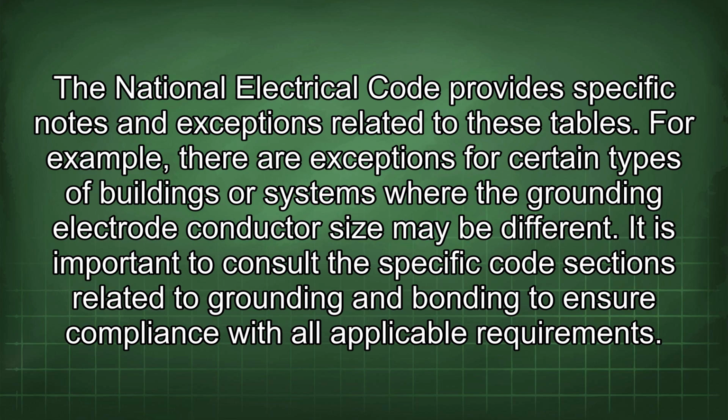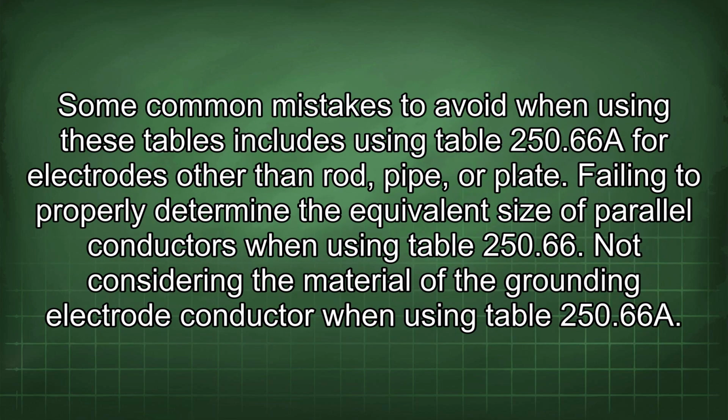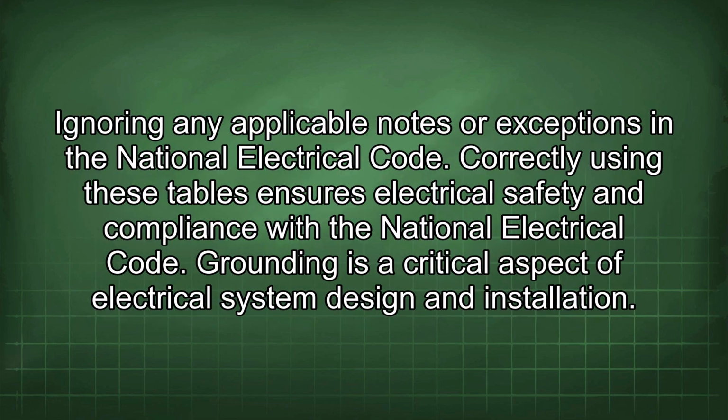Some common mistakes to avoid when using these tables include using Table 250.66 for electrodes other than rod, pipe, or plate. Failing to properly determine the equivalent size of parallel conductors when using Table 250.66. Not considering the material of the grounding electrode conductor when using Table 250.66a. Ignoring any applicable notes or exceptions in the National Electrical Code.